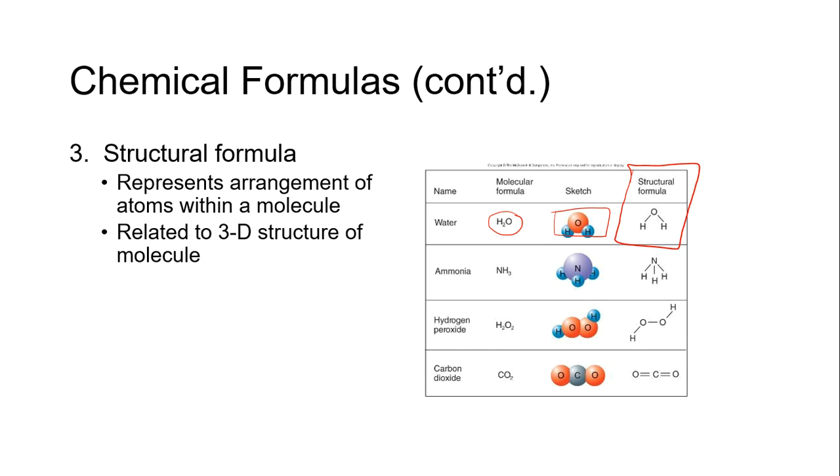We use single lines as single bonds, or in the case of carbon dioxide here at the bottom, CO2, we use double lines to indicate double bonds. So this is a great way to represent the 3D structure of a molecule in very, very simple notation. This is used heavily in more advanced chemistry, and when you get into things like organic chemistry, it's used all the time.